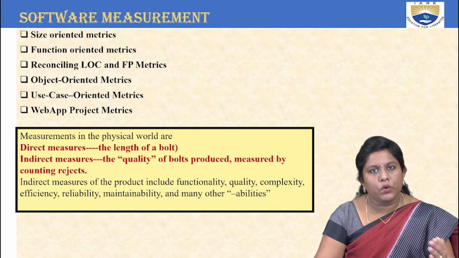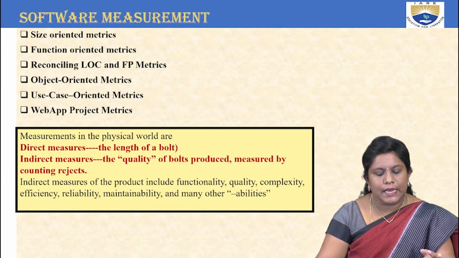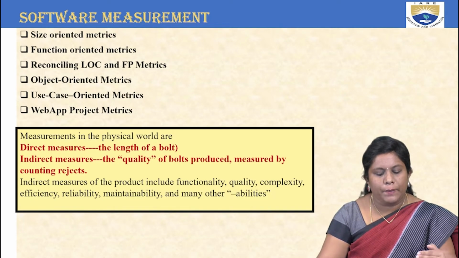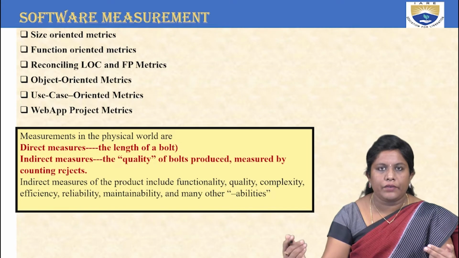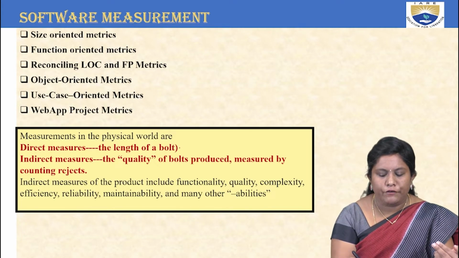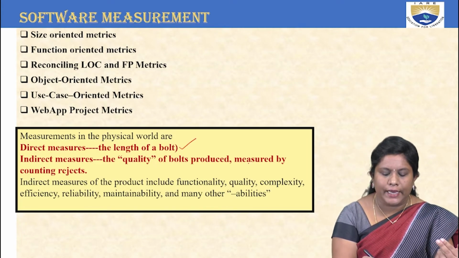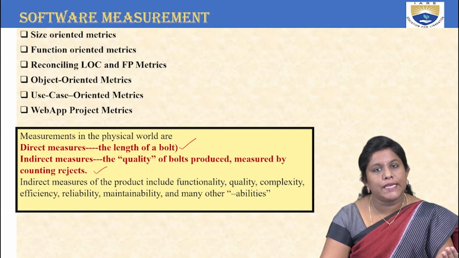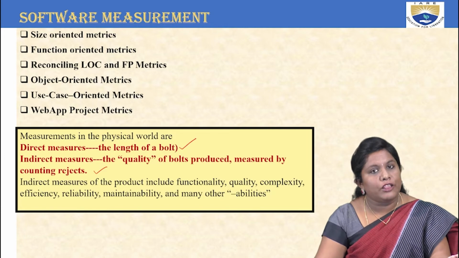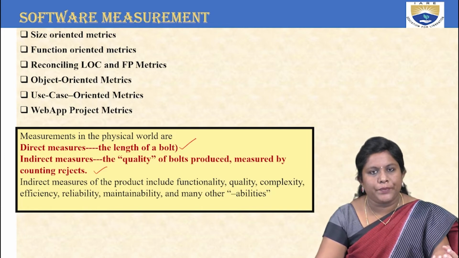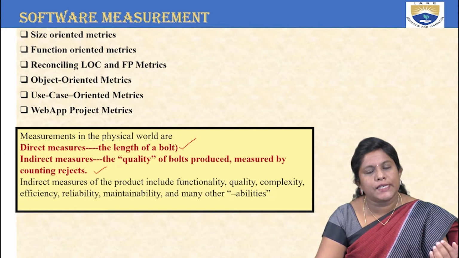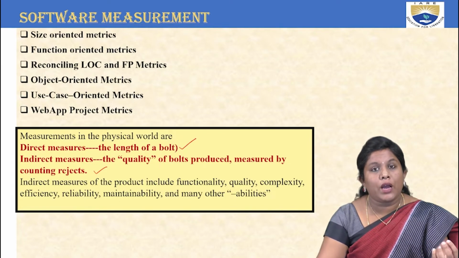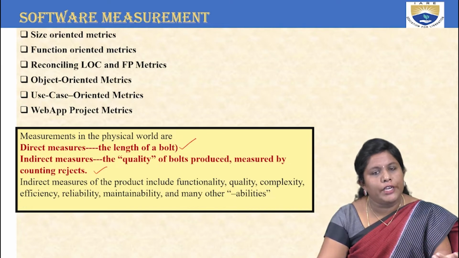Before we go to the main part, let us have a fast recap of what exactly is meant by measurements. Here it is already stated that we have two measurements, one is the direct and the other one is the indirect. When we say direct measures, it is nothing but the length of the bolt that you are considering. And when you say indirect measures, it means that you cannot measure them with numbers. It's like you are trying to focus on the quality of the bolt.